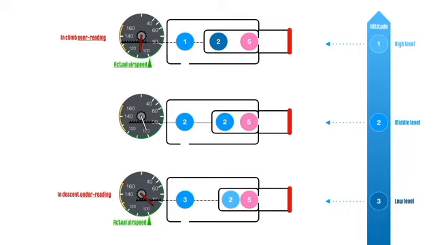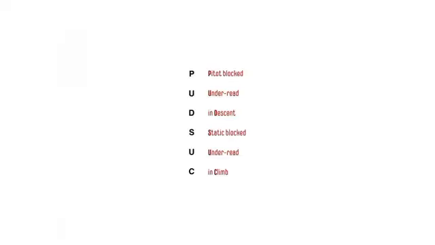The airspeed is incorrectly displayed to be lower when the aircraft descends, since the diaphragm further collapses as the static pressure inside the case increases. Learn this mnemonic to help you remember these errors.